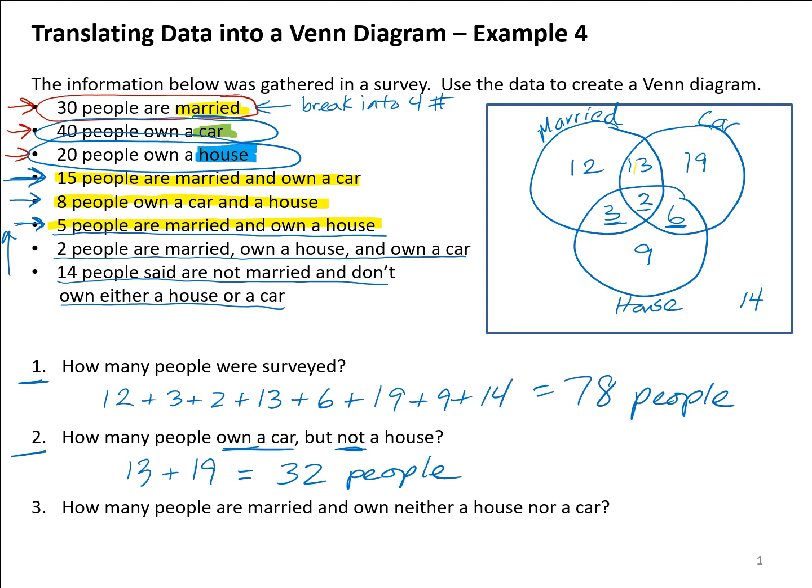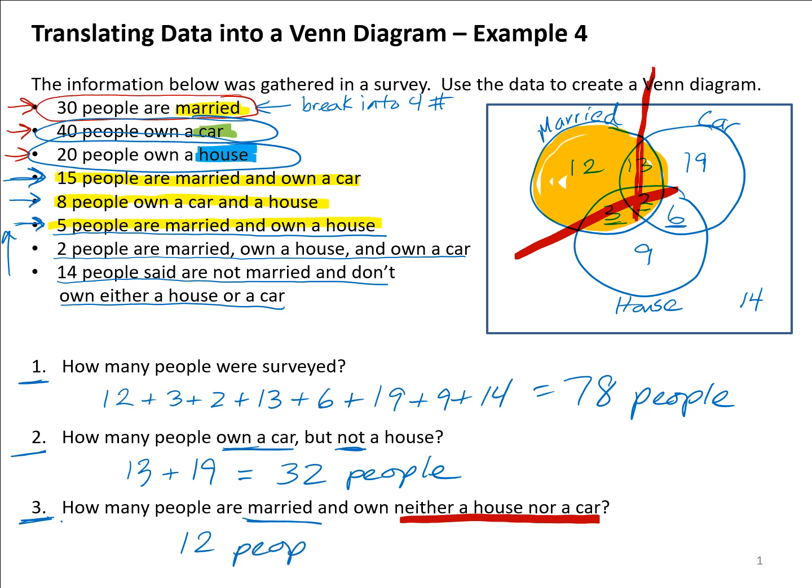Question 3, how many people are married and own neither a house nor a car? So we want to look at married folks. So I'll highlight the married folks. But we want to eliminate the people who own a house or have a car. So they own neither of those things. So I'm going to eliminate the car and the house. So that means I have 12 people left. So 12 people would be the answer to question 3.